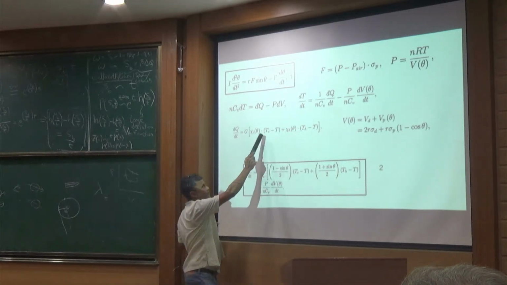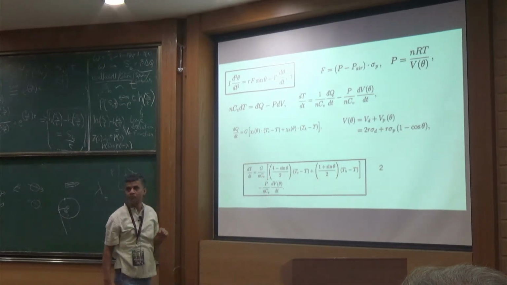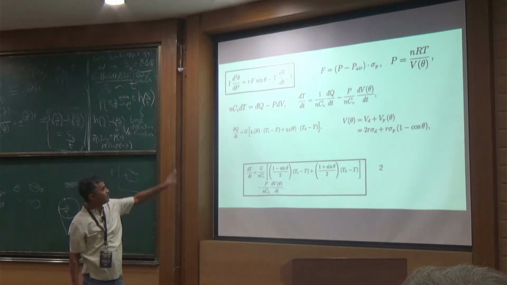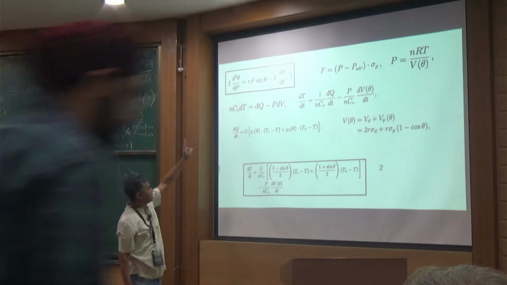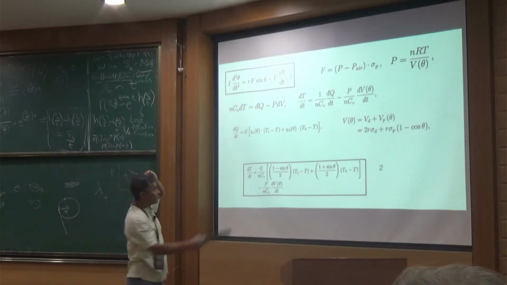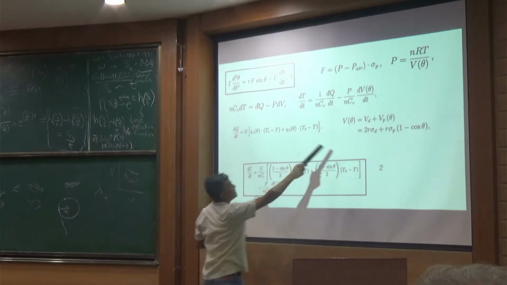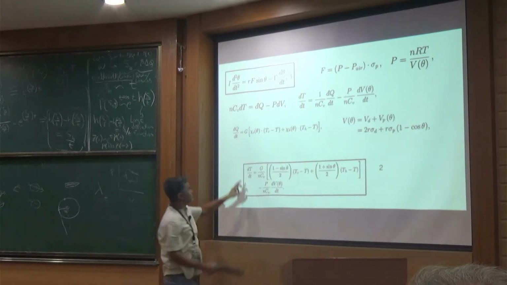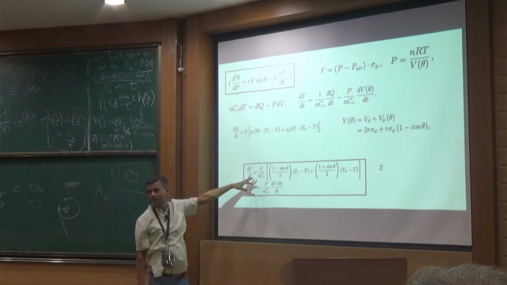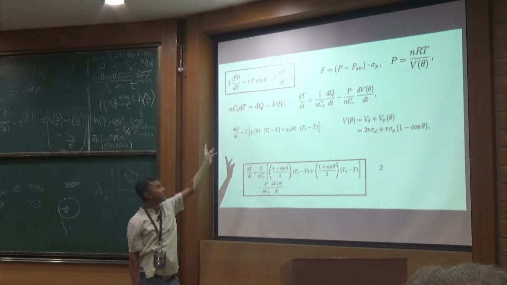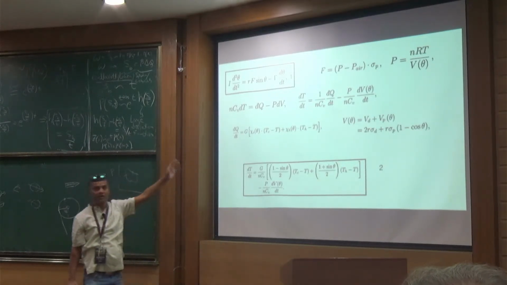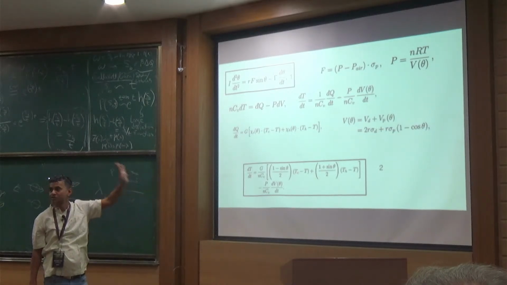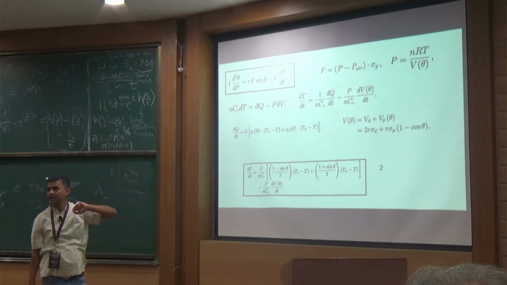So you just assume some linear model. Okay, so then you get these two equations which I put in blocks. So if you use this and this in here, you get this equation. So there are actually three variables, right? Theta, theta dot, and temperature. These are the three dynamical variables.